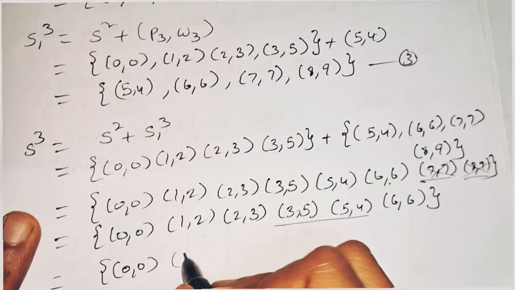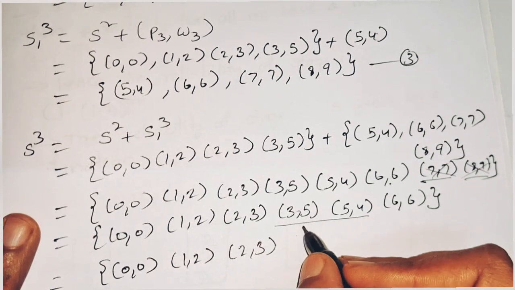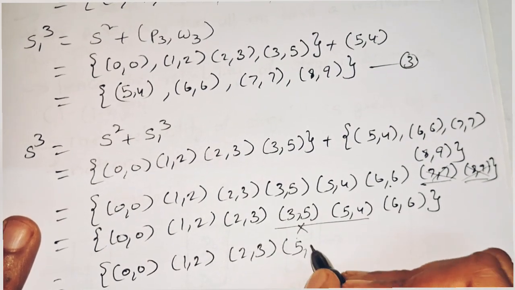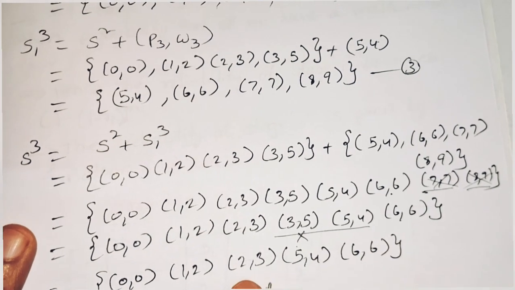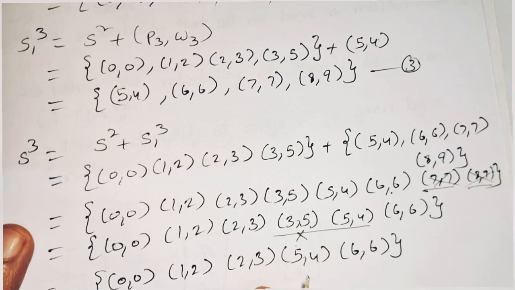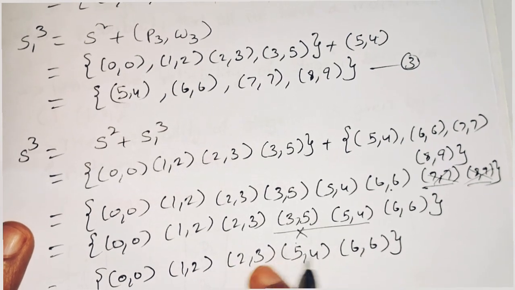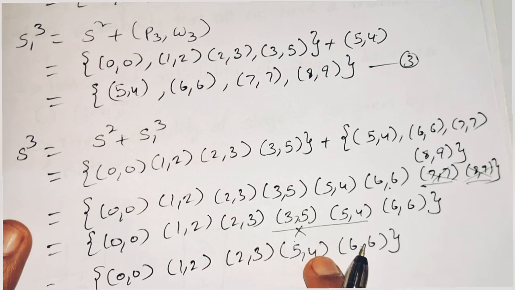0, 0, 1, 2, 2, 3. So we are removing this one. So 5, 4 and 6, 6. If you check these two values, whether there is a dominance, it is satisfying the dominance rule or not. So 2 is less than 5, so it is okay, and 3 is also less than 4, so it is okay.